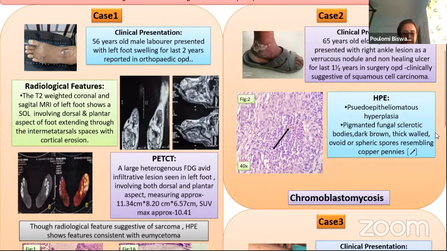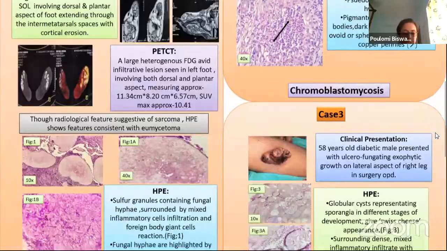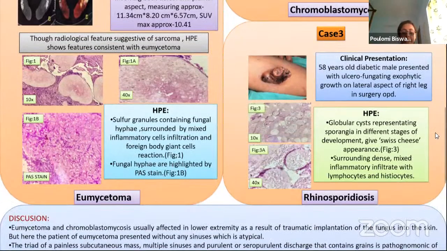In my third case, a 58-year-old diabetic male presented with an ulcerofungating exophytic growth on the lateral aspect of the right leg. His histopathology shows globular cysts representing sporangia in different stages of development with a Swiss cheese appearance, surrounded by dense mixed inflammatory infiltrate with lymphocytes and histiocytes.